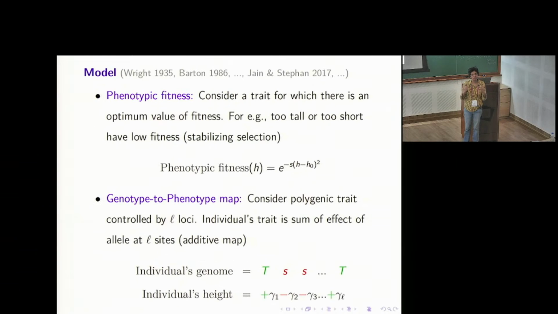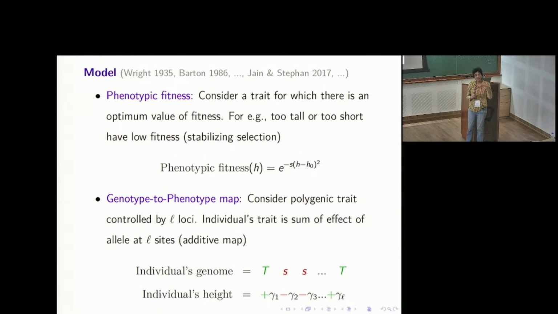So I'll start with the phenotypic fitness. I'm thinking of height as an example trait. As you expect, there's probably an optimum height for which individuals have a high fitness. Very short and very tall perhaps have a low fitness. That's called stabilizing selection, which is modeled by a Gaussian or a normal function. So that's what I'm assuming here, and I've defined my phenotypic fitness for you.